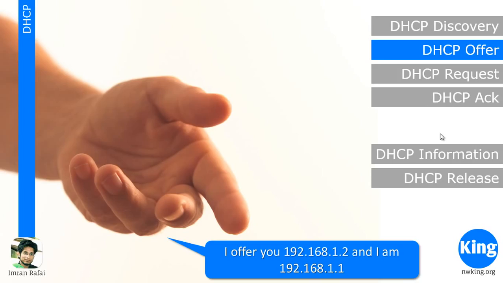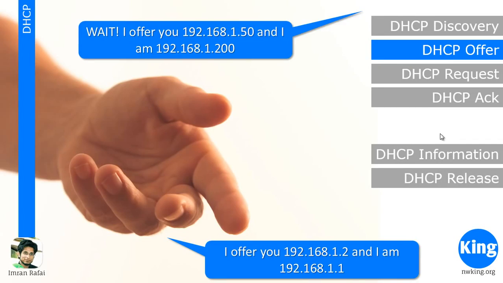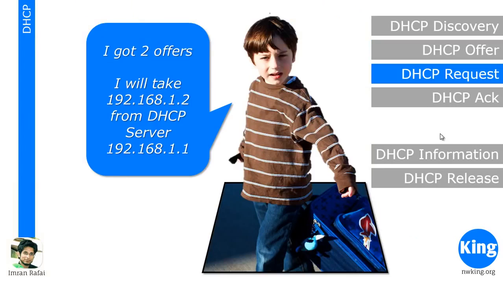Now if there are more than 1 DHCP servers configured in this network, even the other DHCP server would have got the broadcast from the client, and he too would offer an IP address, like in this case 192.168.1.50, and it would tell that the server's IP address is 192.168.1.200. Now ideally we wouldn't configure 2 DHCP servers in the same network, but sometimes it happens, right? So when this DHCP offer is sent back, the client gets 2 DHCP offers. Now it's up to the client to decide which DHCP offer it wants to accept.